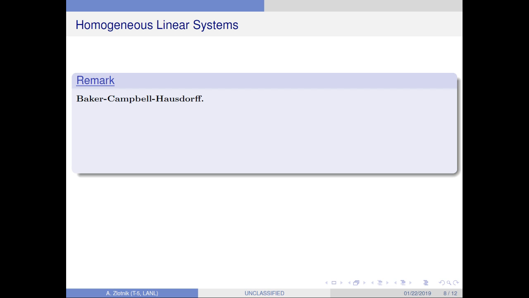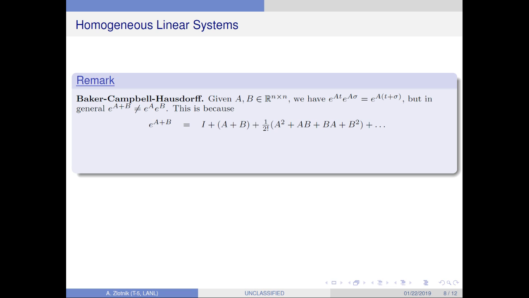This leads to the Baker-Campbell-Hausdorff formula. Given two square matrices A and B, we see that in general, the exponential of A T multiplied by the exponential of A sigma is going to be the exponential of A times T plus sigma. But in general, this property doesn't hold for products of matrix exponentials.